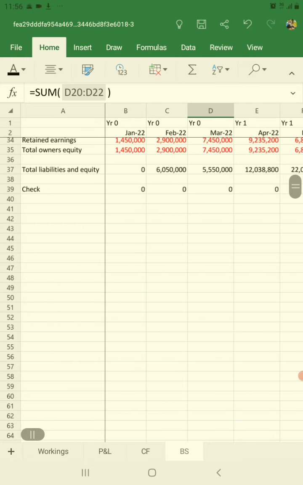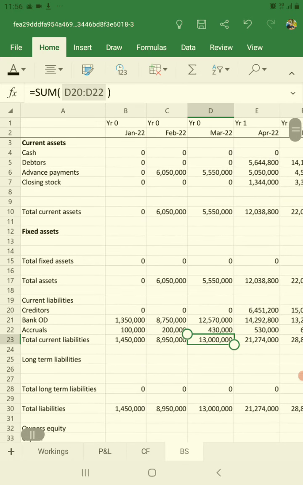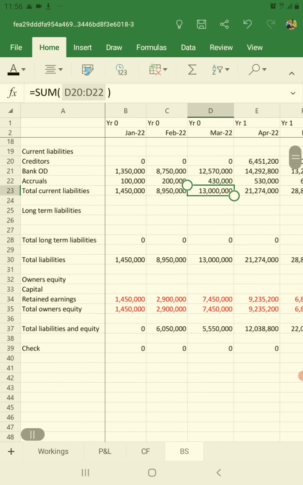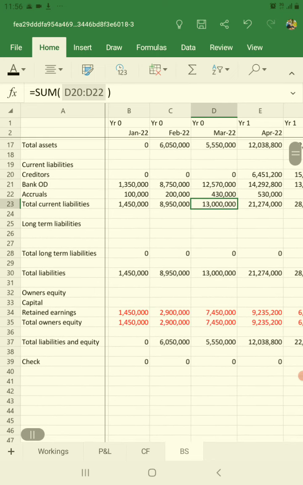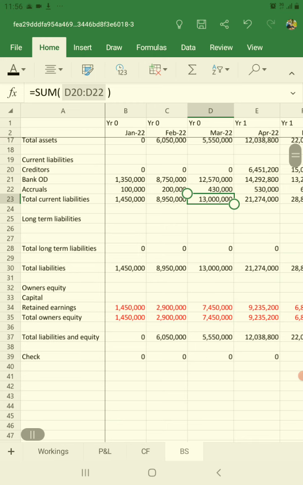Okay, so far we have now established the modeling for overdraft that has cleared our negative cash numbers in our balance sheet, and we have modeled for accruals, bank overdraft. So this is the end of this presentation. We will proceed with more features in the next tutorial.